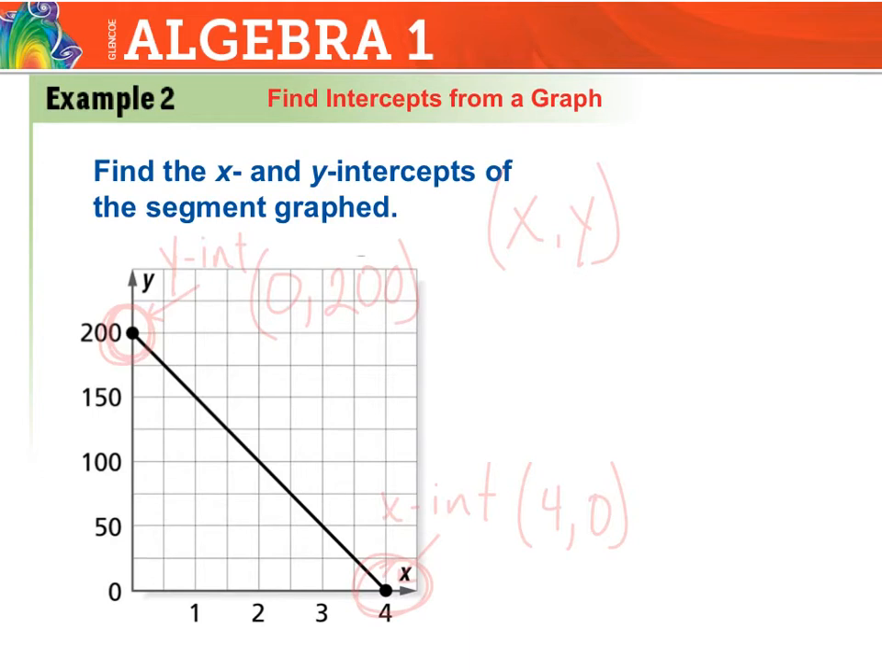Anyway, it's not important. What is important though is that here are our two intercepts. The y-intercept is at 0, 100. The x-intercept is at 4, 0.